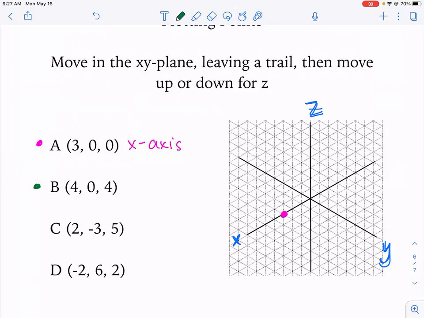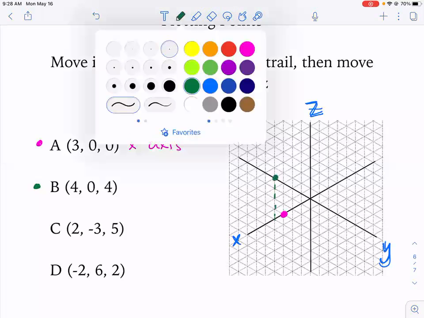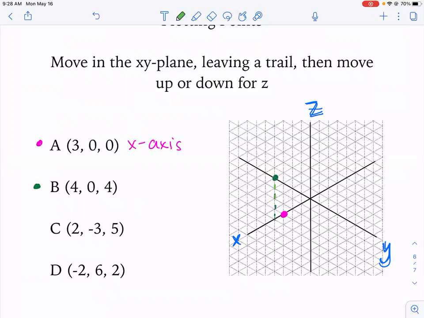X, Y, Z. So I'm gonna move out here to 4, 0. And then we need to move up in the Z dimension 4. So what I'm gonna do is leave this breadcrumb trail from 4, 0 all the way up here so that we know it's not just on the y-axis, okay? It's floating above the x-axis and it's living in the XZ plane.